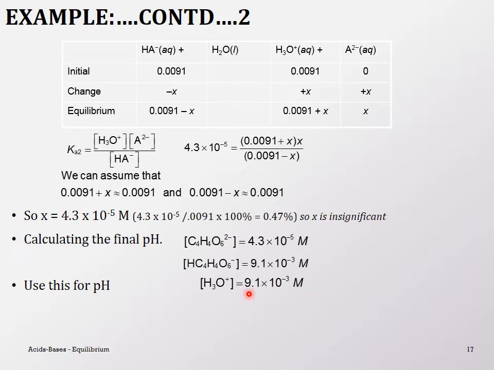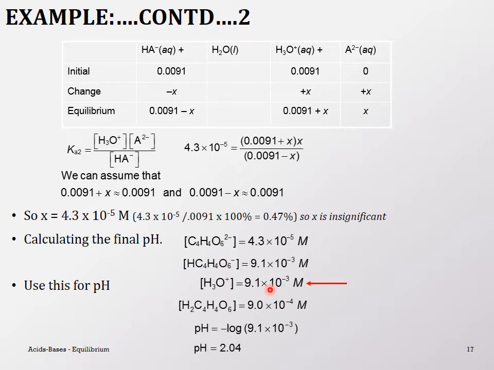And if you want to, you can add this value and this value up, and then use the sum for the calculation of pH. No problem, and you will see that your pH really doesn't change a whole lot. It will be 2.04 once you've calculated the negative log of this value over here. So that's how you would do it for polyprotic acids.